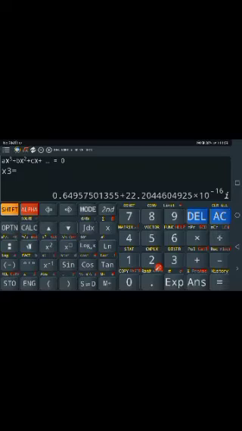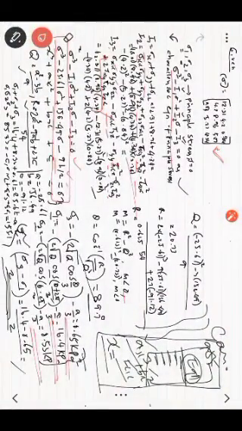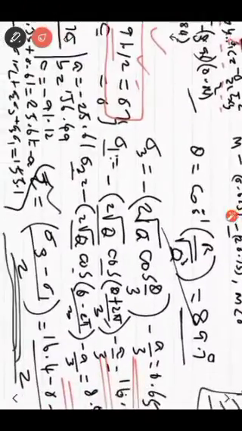It is negligible, so we can remove this complex value. So this is the way you can solve it using the calculator. By solving it using the calculator, I have determined sigma 1, sigma 2 and sigma 3. Then what is the maximum stress?